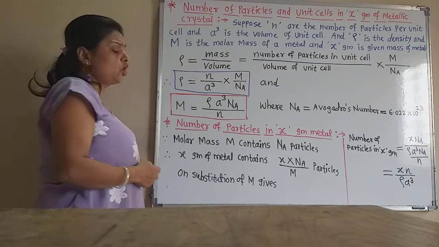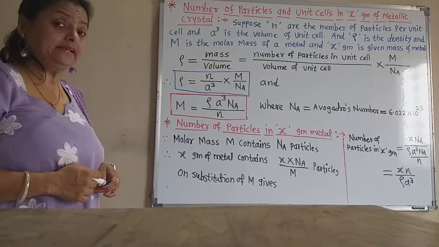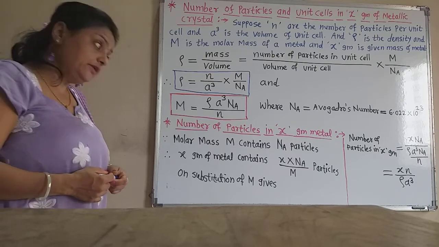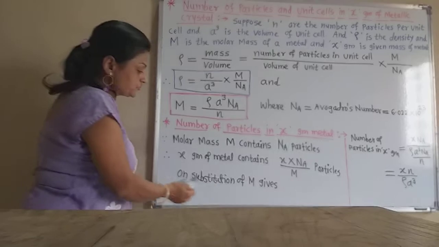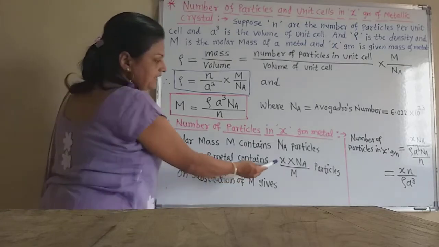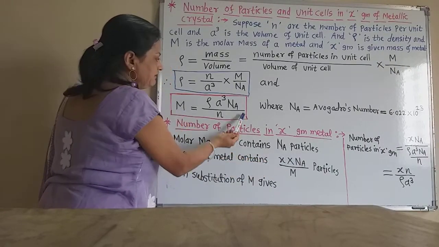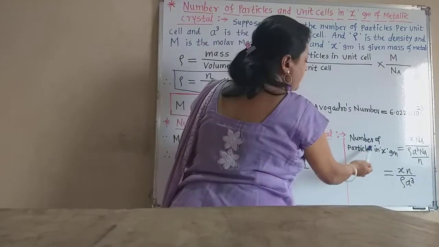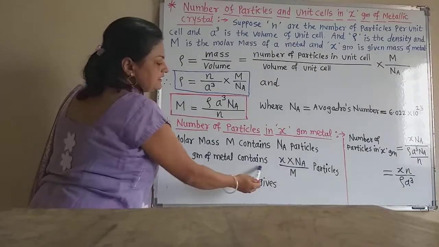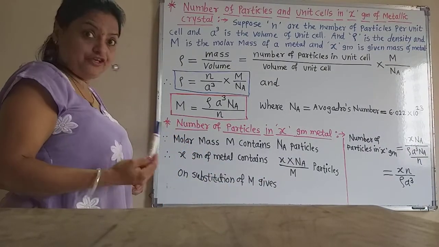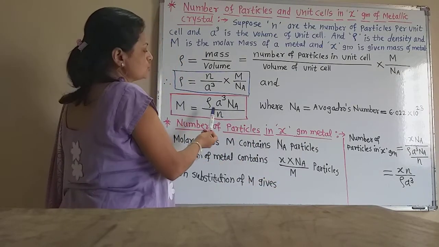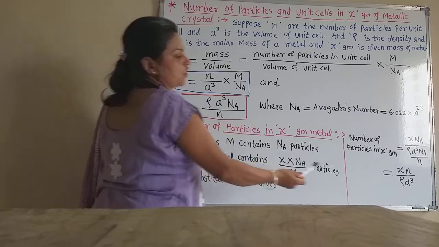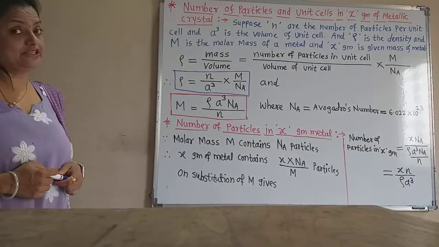Now if we do not know the molar mass, but we know the density and the volume of the unit cell, then we substitute the value of the molar mass here. On substitution of the molar mass M, the number of particles in x gram can be calculated by the formula x into Na, and we substitute the molar mass as rho into a cube into Na divided by small a. Now I substitute this value in place of the molar mass.